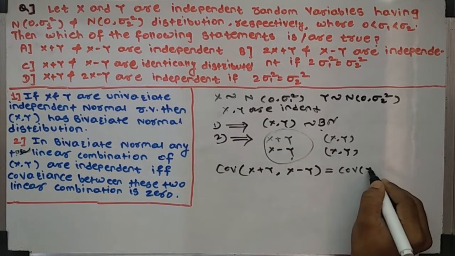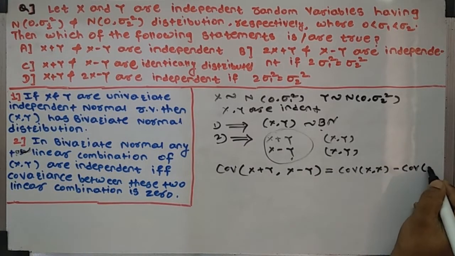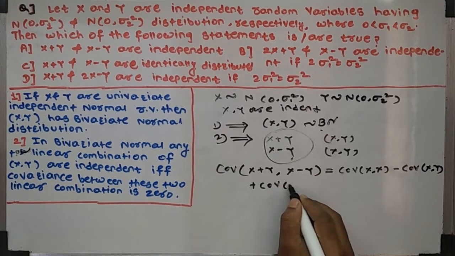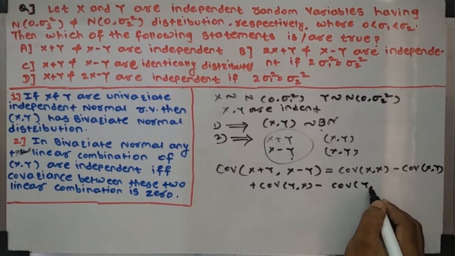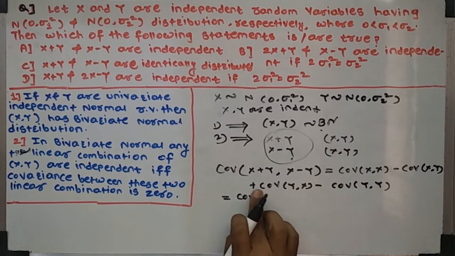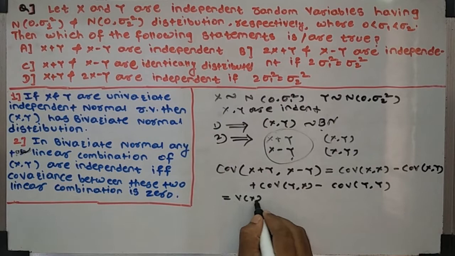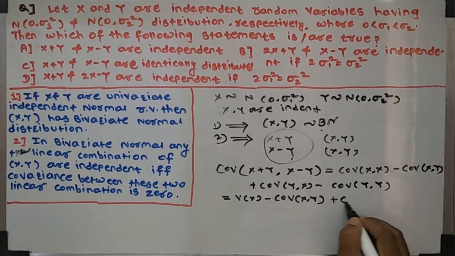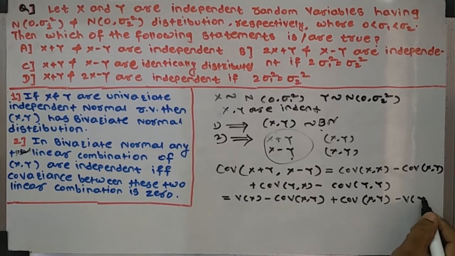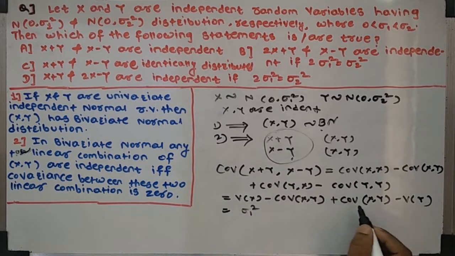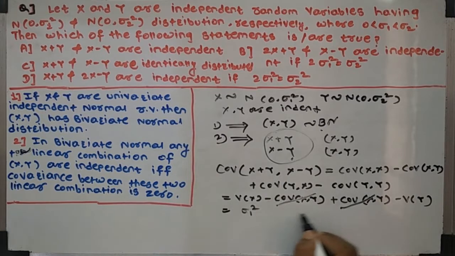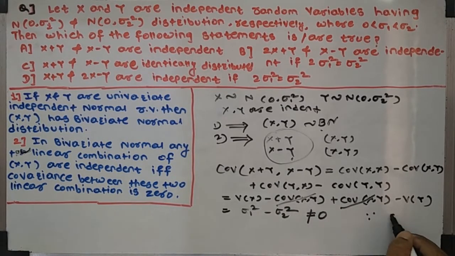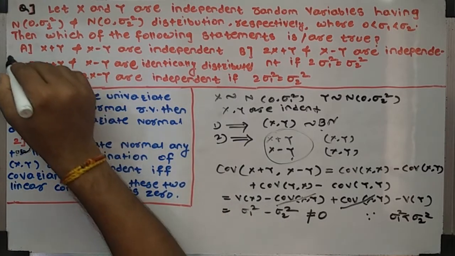The covariance is equal to Cov(X, X) minus Cov(X, Y) plus Cov(Y, X) minus Cov(Y, Y). Cov(X, X) is the variance of X, and Cov(X, Y) and Cov(Y, X) are the same, so they cancel, leaving the variance of X minus the variance of Y, which is sigma1 squared minus sigma2 squared. This is not equal to 0 because sigma1 squared is less than sigma2 squared. It would be 0 only if sigma1 squared equals sigma2 squared, which is not possible. So the first answer is false.